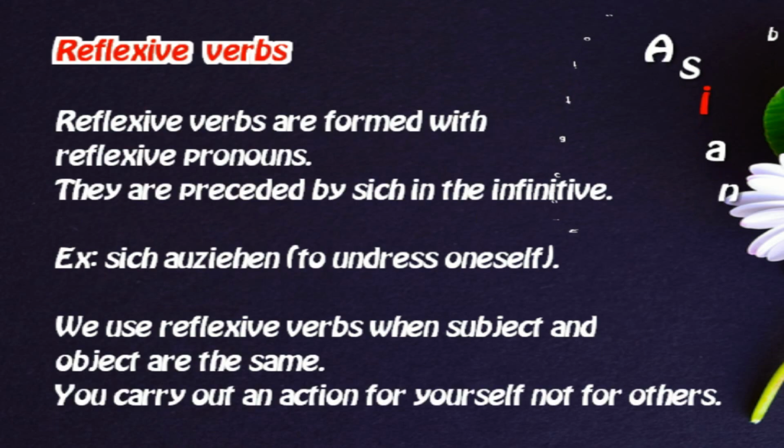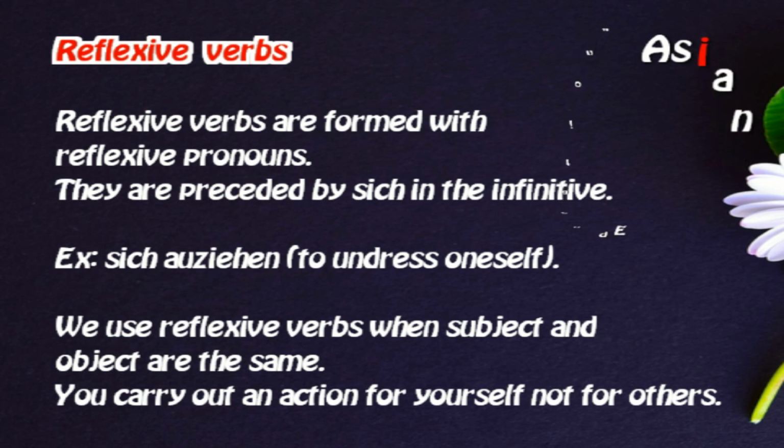Reflexive verbs are formed with reflexive pronouns. They are preceded by sich in the infinitive. Example, sich ausziehen, to undress oneself. So we use reflexive verbs when subject and objects are the same. You carry out an action for yourself, not for others.